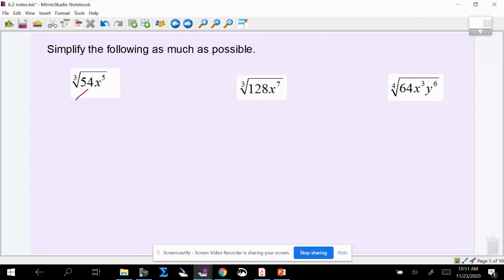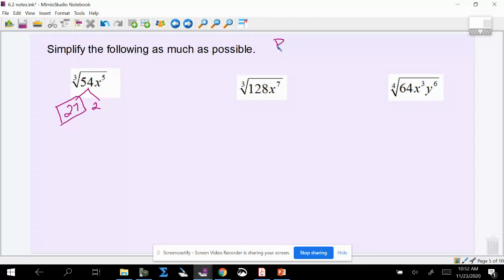So 54, you're looking for perfect cubes because it's a cube root, and it is helpful when you're doing this to have that list close to you. The perfect cube that goes into 54 is 27, so it's 27 times 2. And I'm going to actually start doing this a little differently. I'm going to start putting a box around the part that's perfect because that's going to help me with my variable. So here's what happens with my variable.